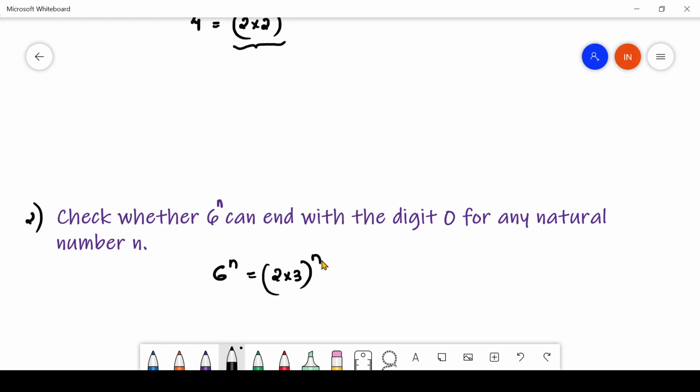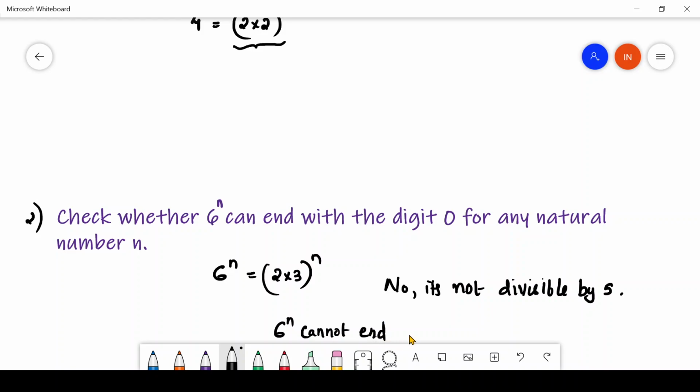So is there any 5 in this again? Is 6 raised to n divisible by 5? No, it's not divisible by 5, right? Yes, it is not divisible by 5. So again, we can conclude that 6 raised to n cannot end with the digit 0 for any natural number n. Is it clear?